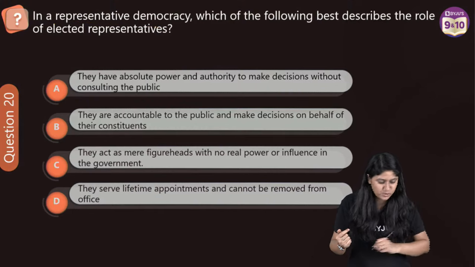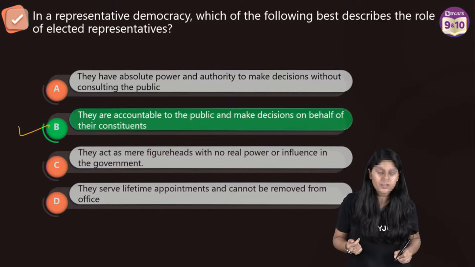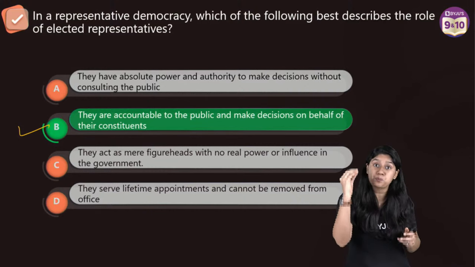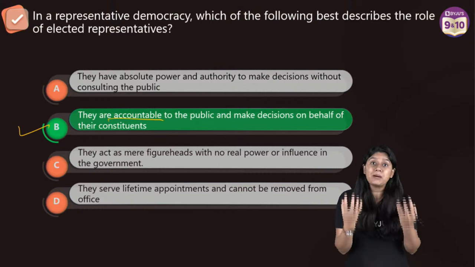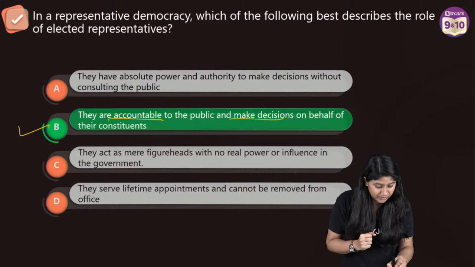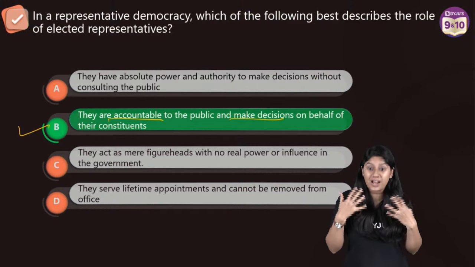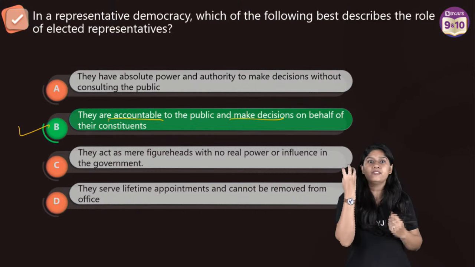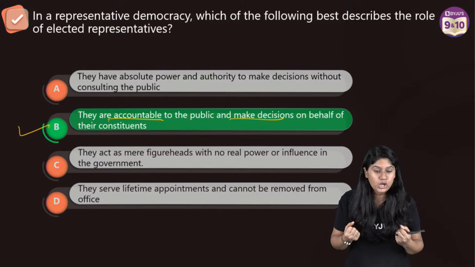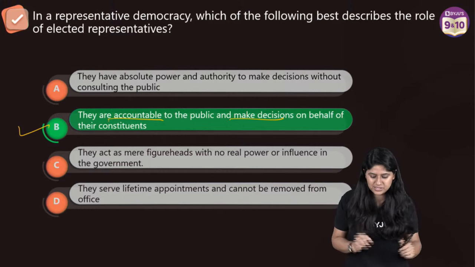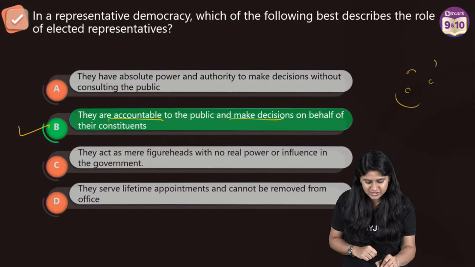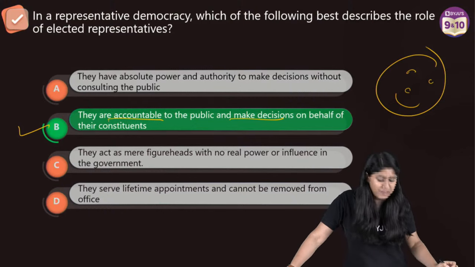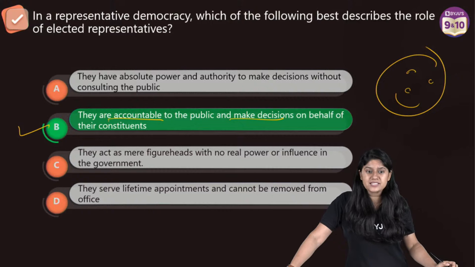Very good, everyone. The correct option over here is option number B. The people who are elected by us are responsible. They are accountable to the public, right? And the decisions that they are making, they're actually making on behalf of us, and of course, on behalf of their constituency, the area that they have been elected for. So everyone, are we clear? Straightforward answer. Option number B is the correct answer.